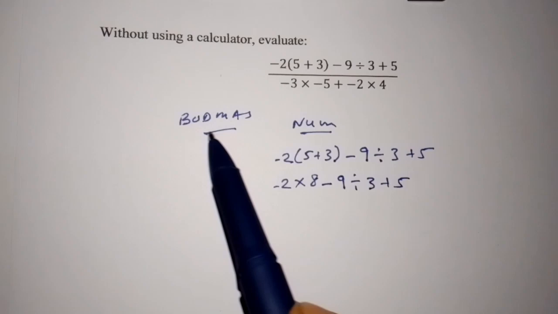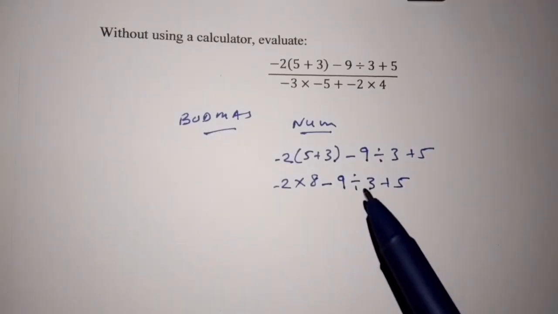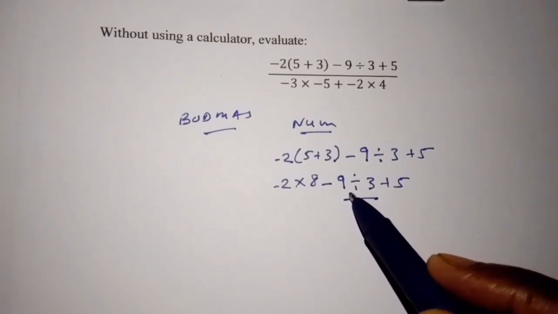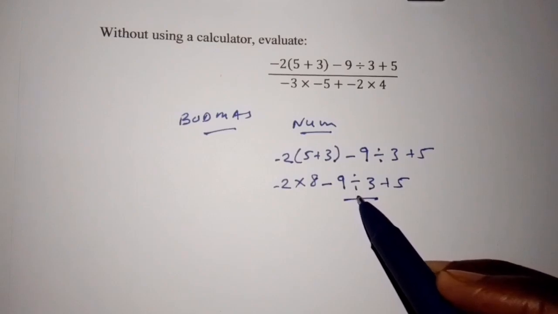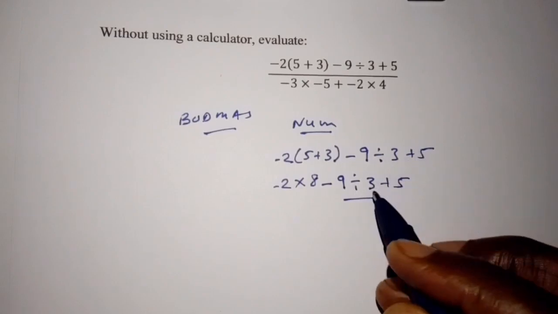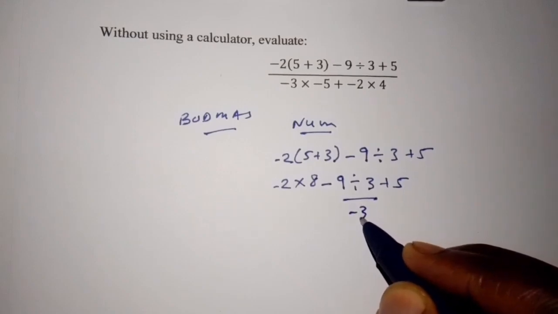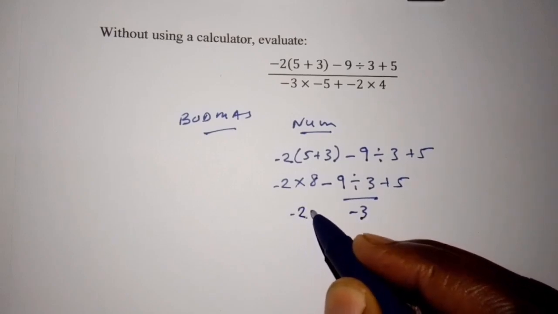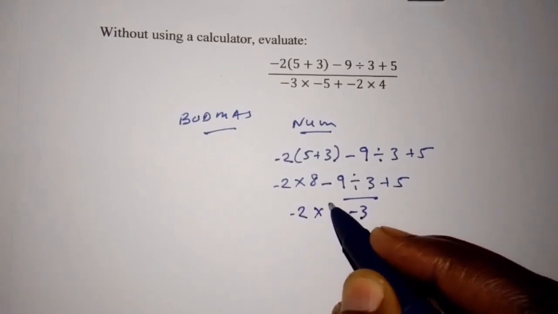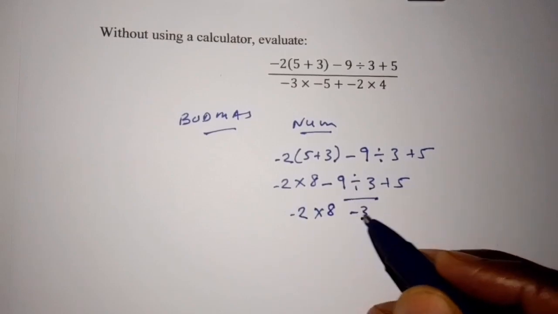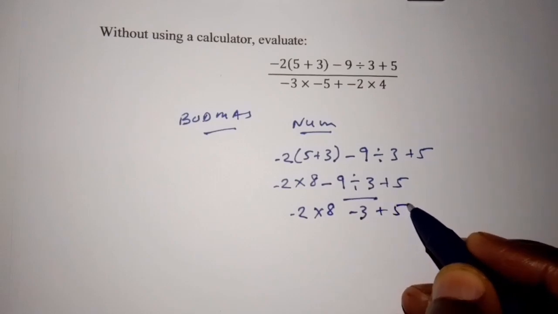So bracket, of, division. Where is the division? Division is here. So we can divide -9 by 3, which is giving us -3. So we are going to have -2 times 8 minus 3 plus 5.